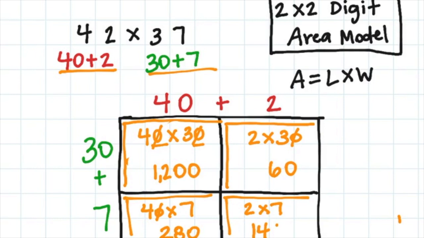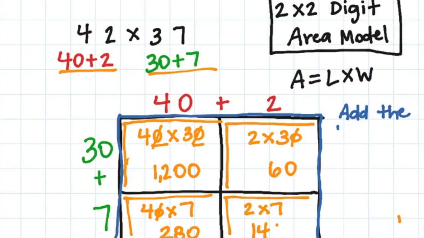So what we have done now is we have found the area of each of those 4 rectangles. We've multiplied each of those values by the other values. But the last thing we need to do is to find the area of this large rectangle. So what we're going to do is we're going to take all of these products, which we call partial products, and we're going to add them up. Students are very familiar with that language. So we're going to add the partial products.